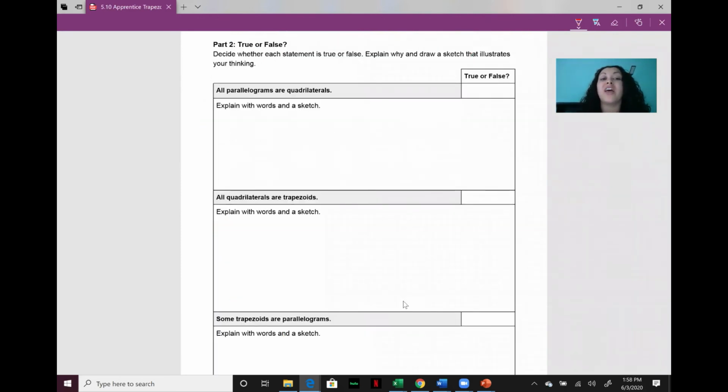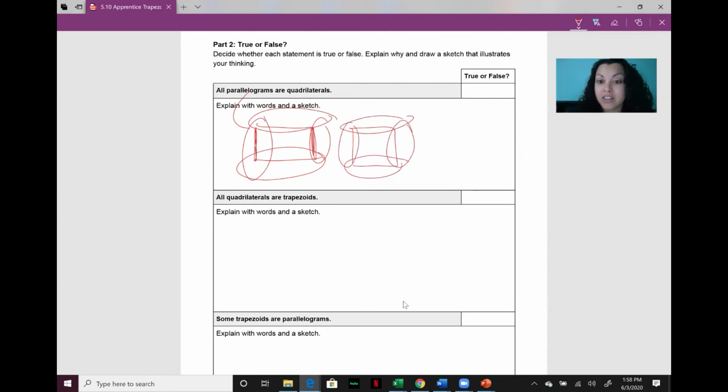The next part says decide whether each statement is true or false. Explain why and draw a sketch that illustrates your thinking. So the first sentence says all parallelograms are quadrilaterals. So again, definition-wise, a parallelogram is a shape that has 2 pairs of parallel sides. So this could be a rectangle, this could be a square, this could be a rhombus. A rhombus is just a parallelogram that has equal sides.